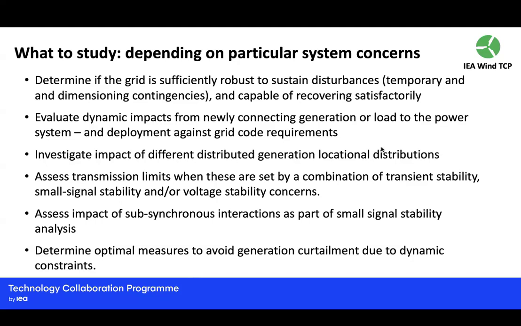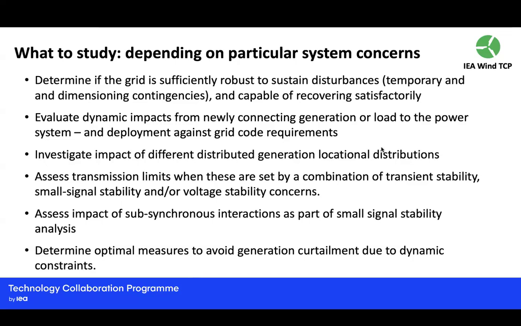And so what you see here in the slides is a mix of what matters for a stability study on its own, and also what matters for a stability study in the grand scheme of things, that you need to take back into the generation expansion and unit commitment models.